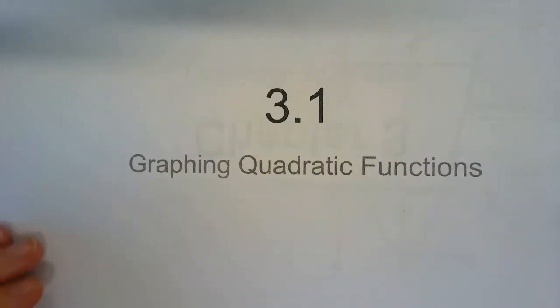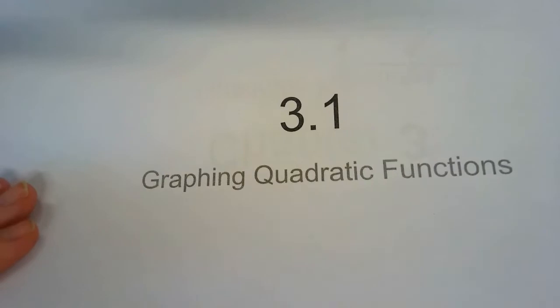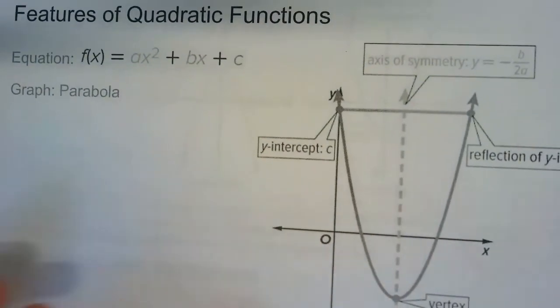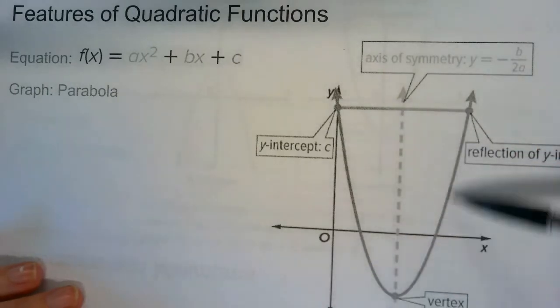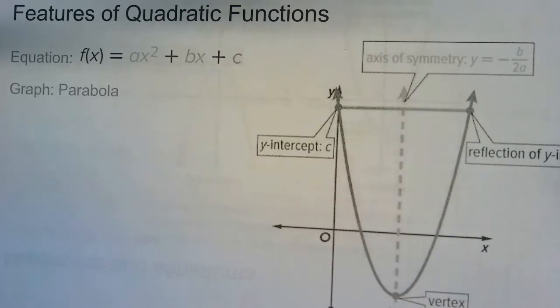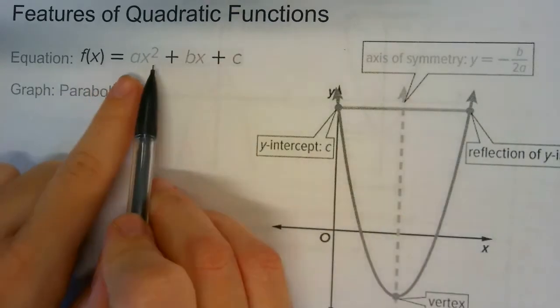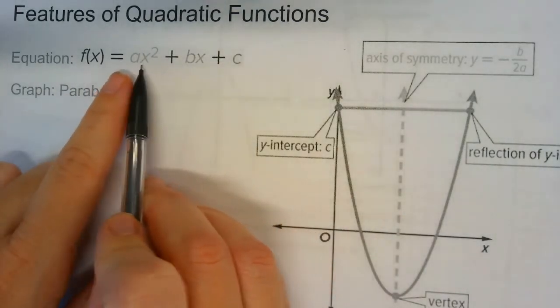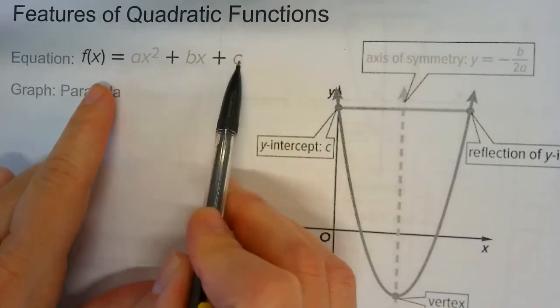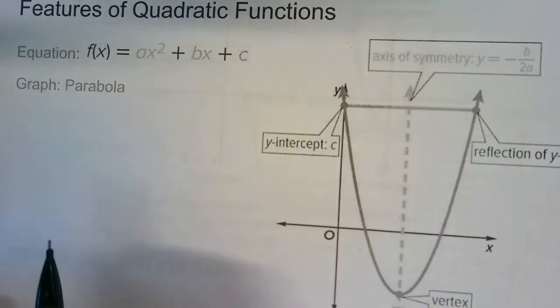Section 3.1 is where we're going to graph quadratic functions. So remember, a quadratic function will give you a U shape. We talked about this in Unit 1, okay? Some basics about a quadratic function is that it will have this kind of form when you are looking at it in an equation. So ax squared plus bx plus c. So a, b, and c are just numbers.